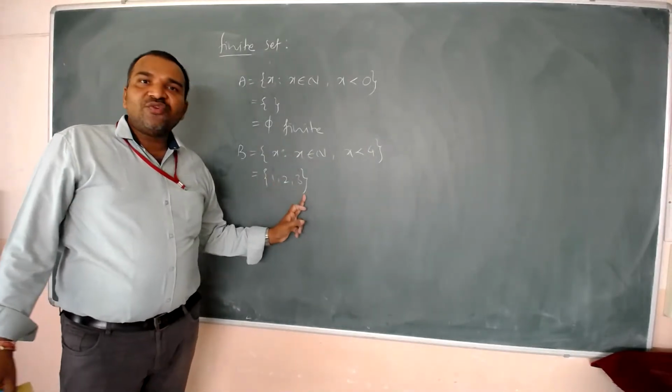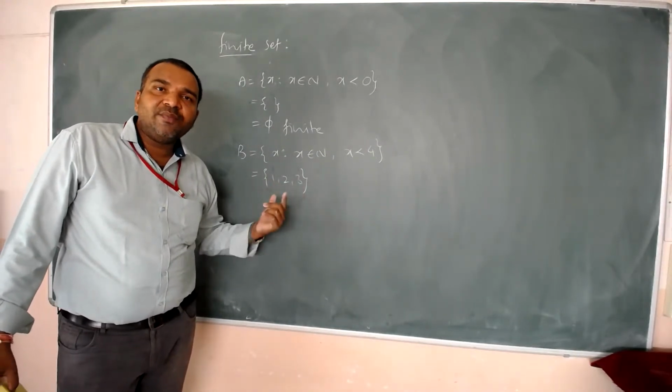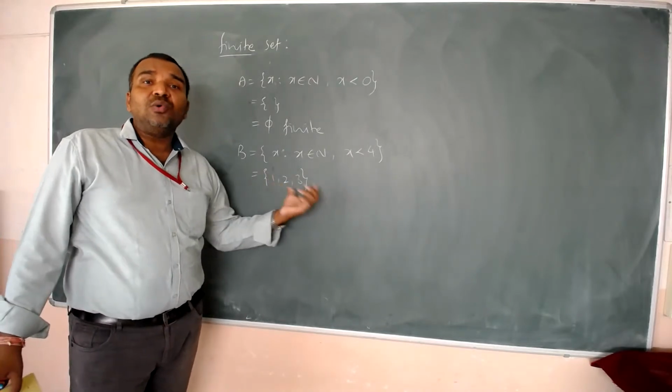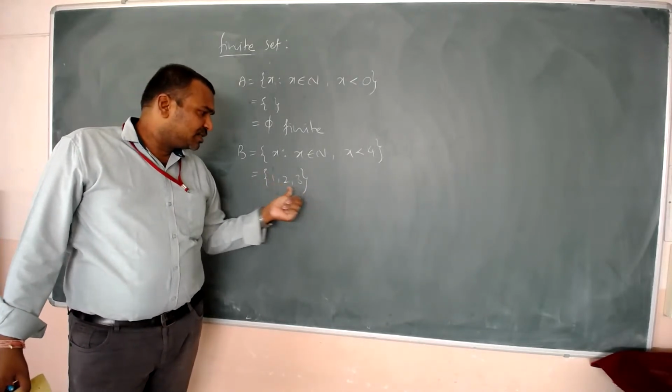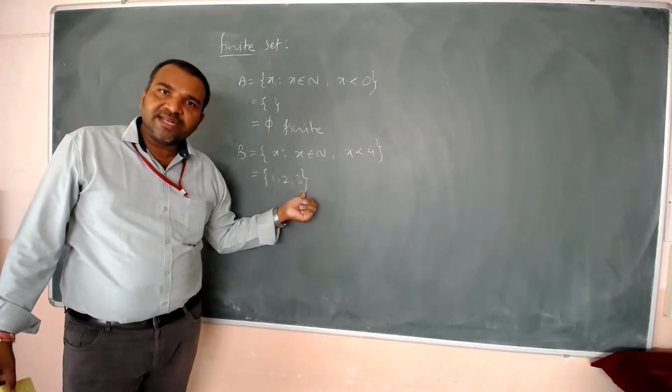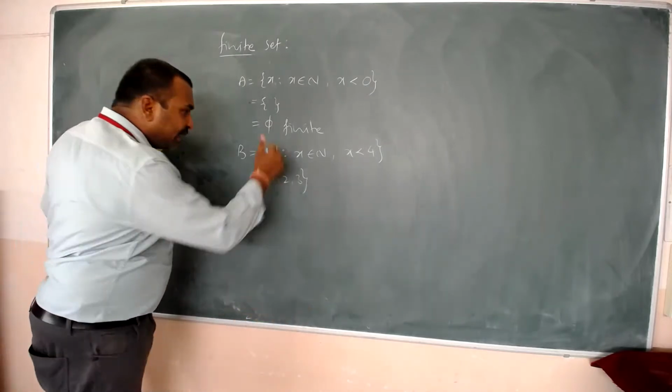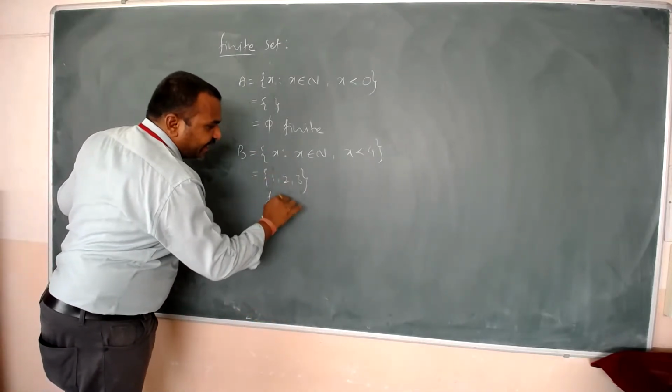It contains a definite number of elements. A definite number of elements is nothing but countable elements. What are the countable elements here? Only 3 elements are there. It is countable. That's why this set is also finite.